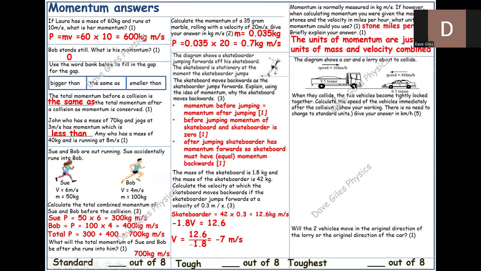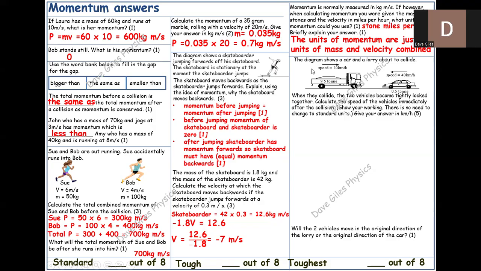Now, this one here is quite a challenging question. So you've got a diagram showing the car and the lorry about to collide. When they collide, the two vehicles become tightly locked together, so they're classed as one body, effectively. Calculate the speed of the vehicles immediately after the collision. Show your working. There is no need to change to standard units. Give your answers in kilometers per hour.